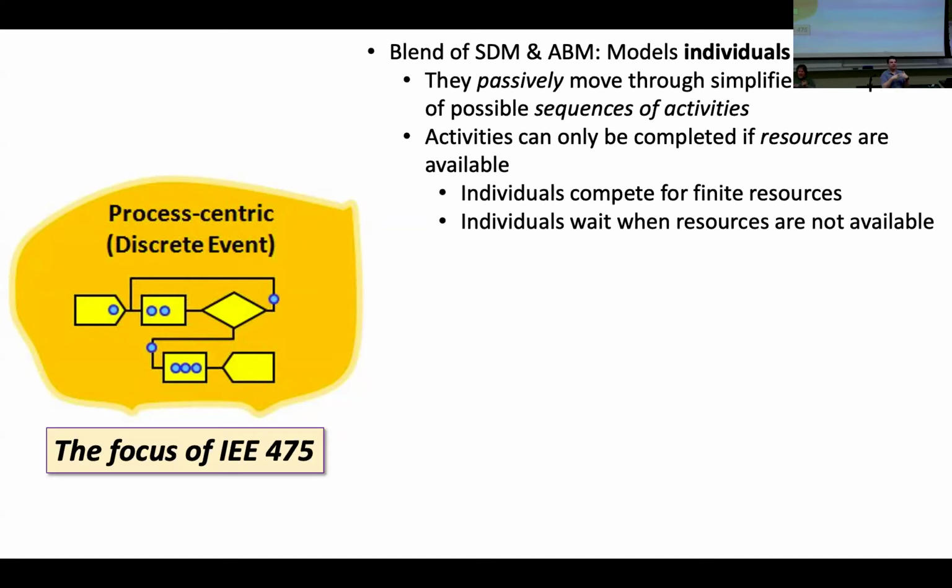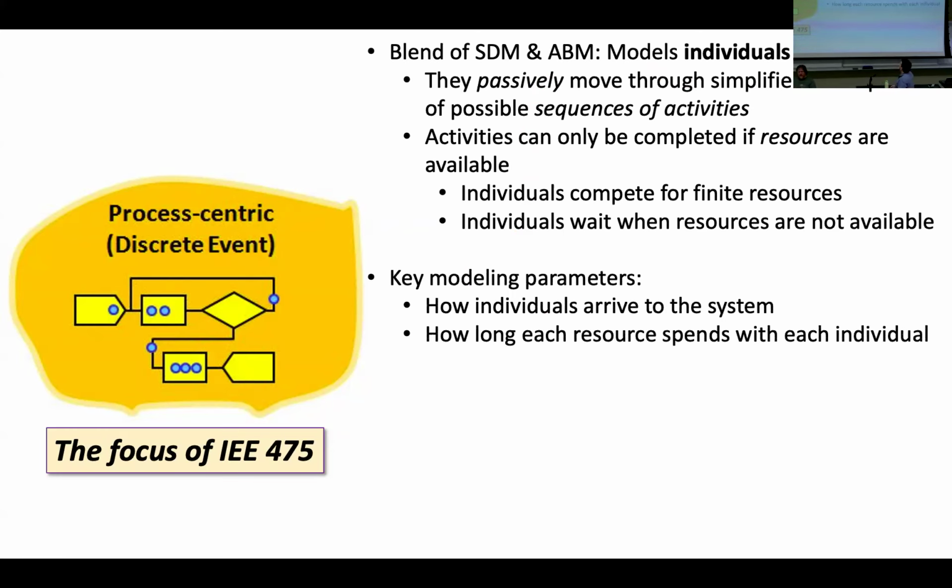So now the buckets don't have fluids in them. They have these granular bits in them. They have actually a count of individuals in the buckets. And the connections between the buckets decide when the individuals move, not the individuals themselves. At a high level, that's a big difference here. Individuals are passively moving through simplified descriptions of sequences of activities. That's the key difference here.